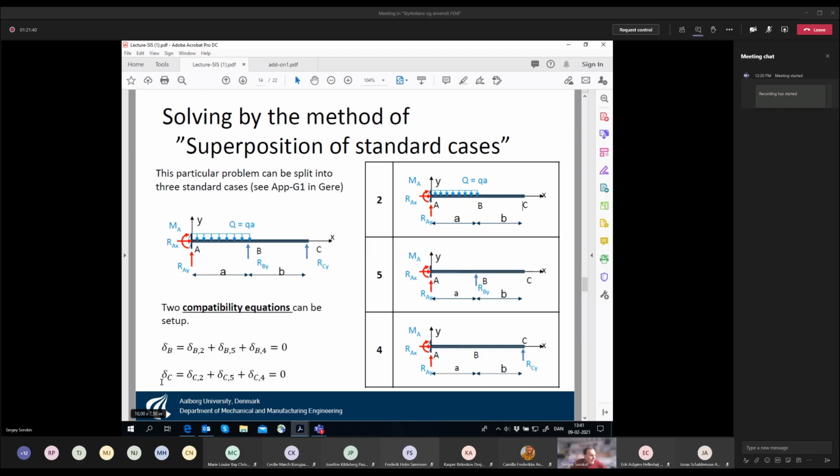And then we also have the displacement at point C, which has the contribution of this loading case. It will be with minus, downwards. Then the contribution of loading case 5 will definitely be upwards, and this contribution will also be upwards. So then we have these compatibility equations.